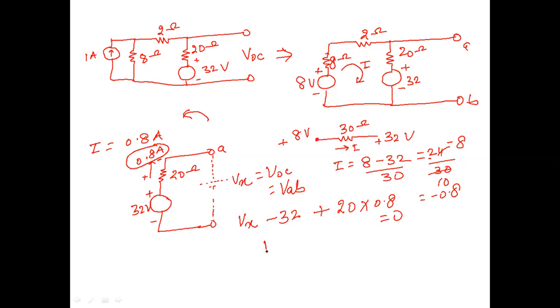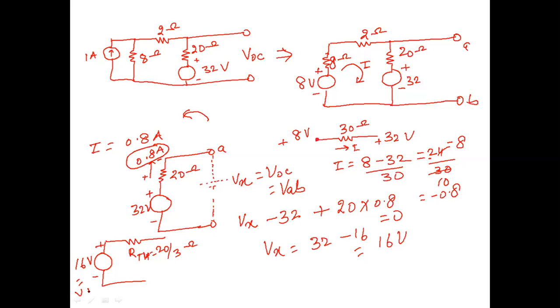So this gives us Vx equal to how much? This 32 will come here and minus 16, it means 16 volt. So our Vx is 16 volt. Now Vx is calculated and so we can draw the Thevenin circuit. The Thevenin equivalent circuit will be like this. RTh is already calculated. How much was it? RTh was 20 by 3 ohm. And this VTh is how much? Just we have calculated, 16 volt. This is called VTh, Thevenin voltage. This is called the Thevenin equivalent circuit. So our Thevenin equivalent is drawn.